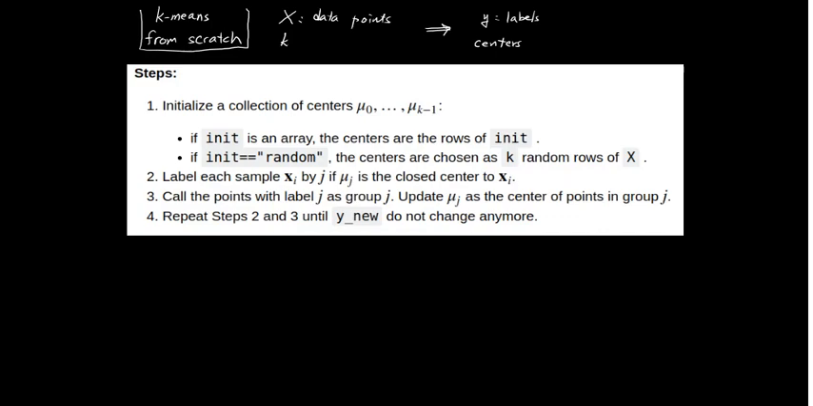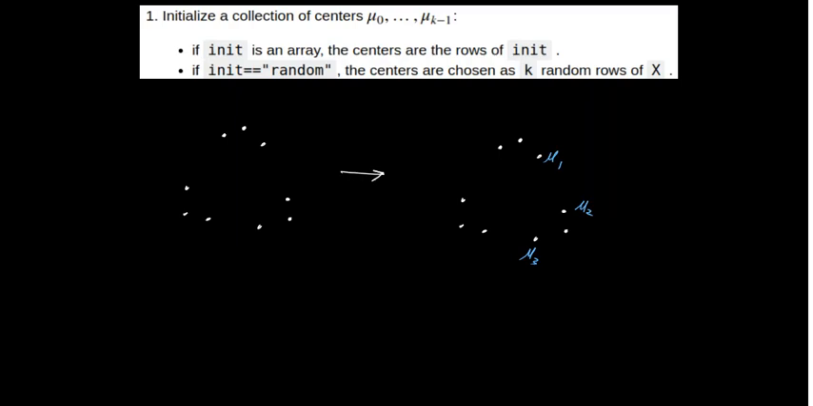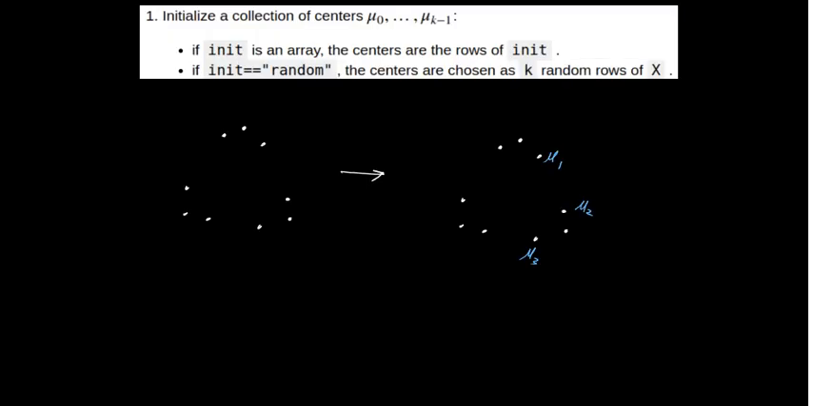Now let's look at the second step. While I'm copying that, you can see that it says to try to label each sample by j if mu j is the closest center to xi. It is just a lot of notation, and it says that for each x, just label it by the index. Okay, so I'm going to copy that several times. Bear with me.